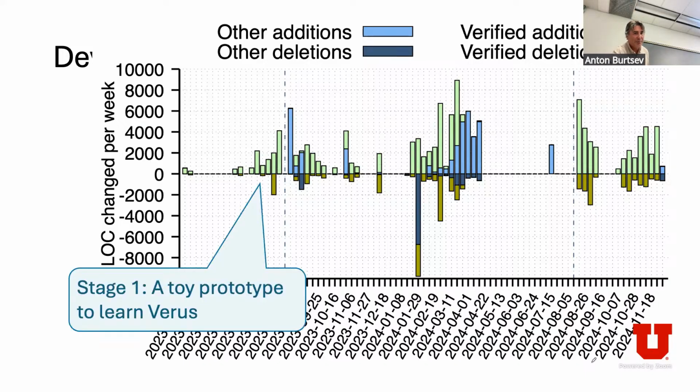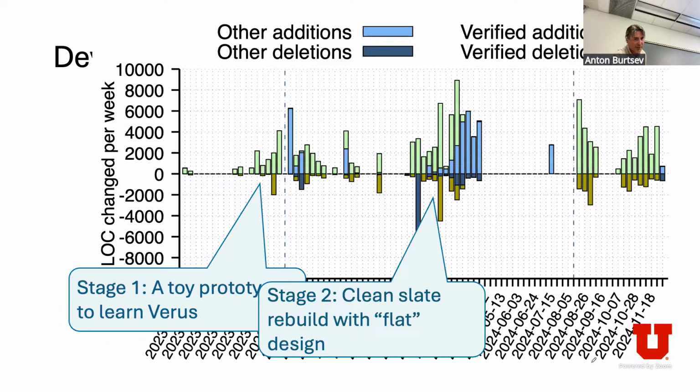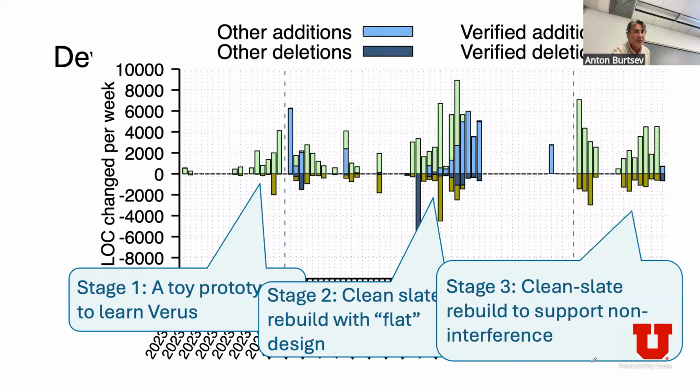Like the first one, basically a toy prototype. We were learning how to use Verus. Then we dumped it, started with a clean slate, introduced specific design decisions, and finally built a third version with better properties.